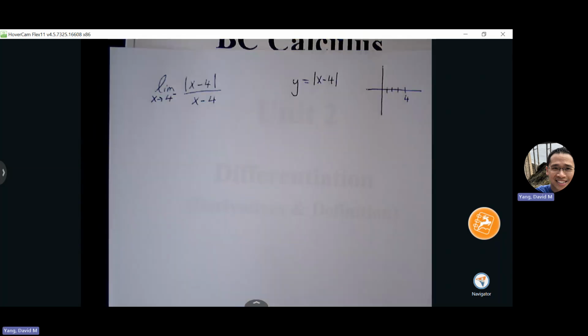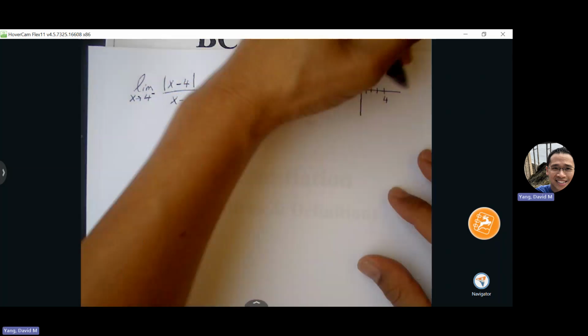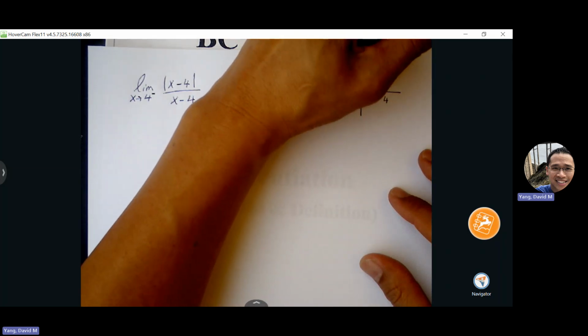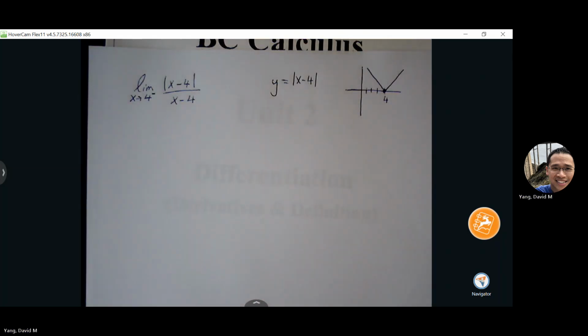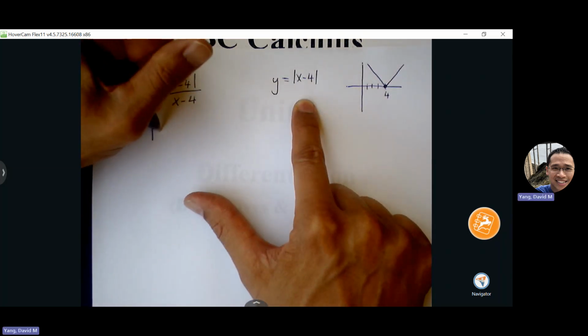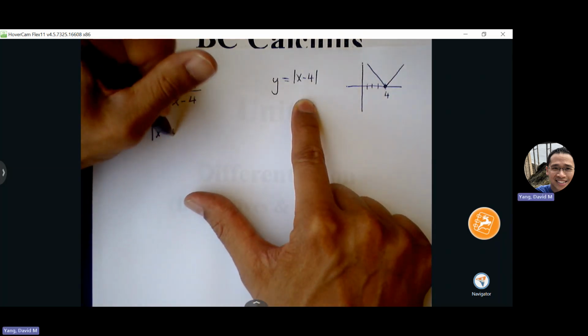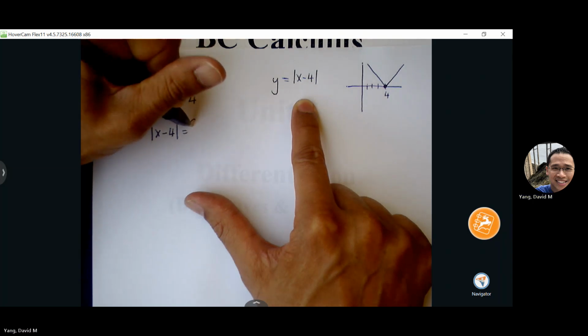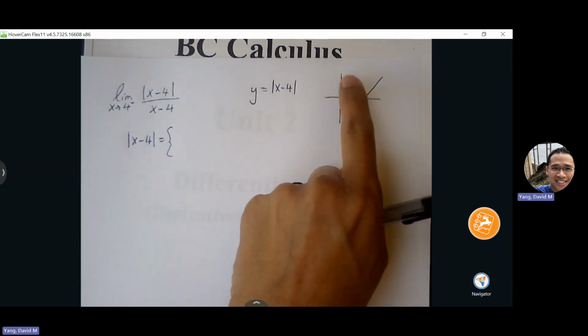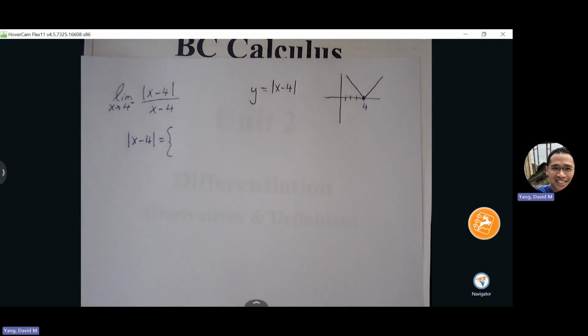Okay, yeah, 4. Whatever causes the inside expression to be 0 is your vertex. And your absolute value function is going to be a V-shaped graph. Now, an absolute value function can always be written as a piecewise function, meaning that we can think of this V as the combination of two linear graphs that are meeting at that vertex.